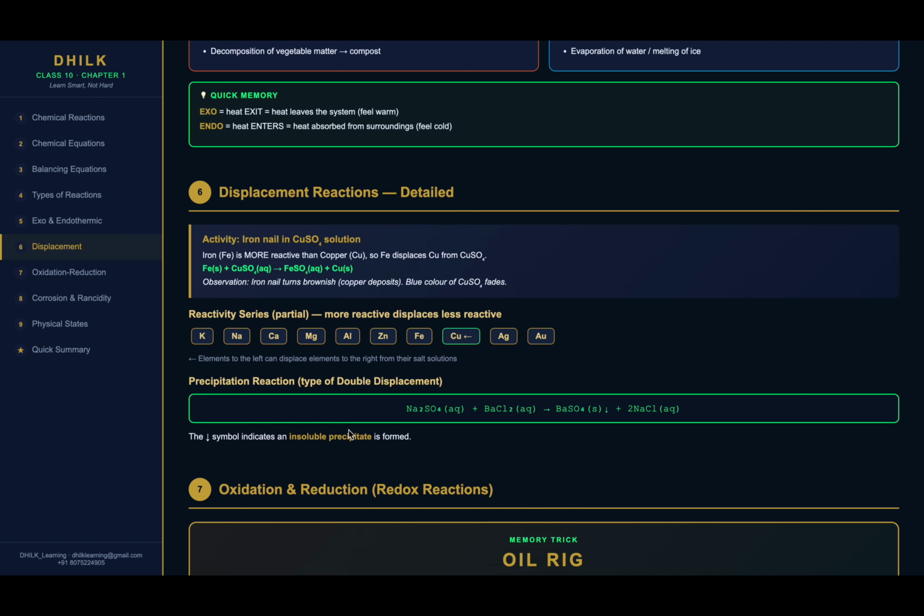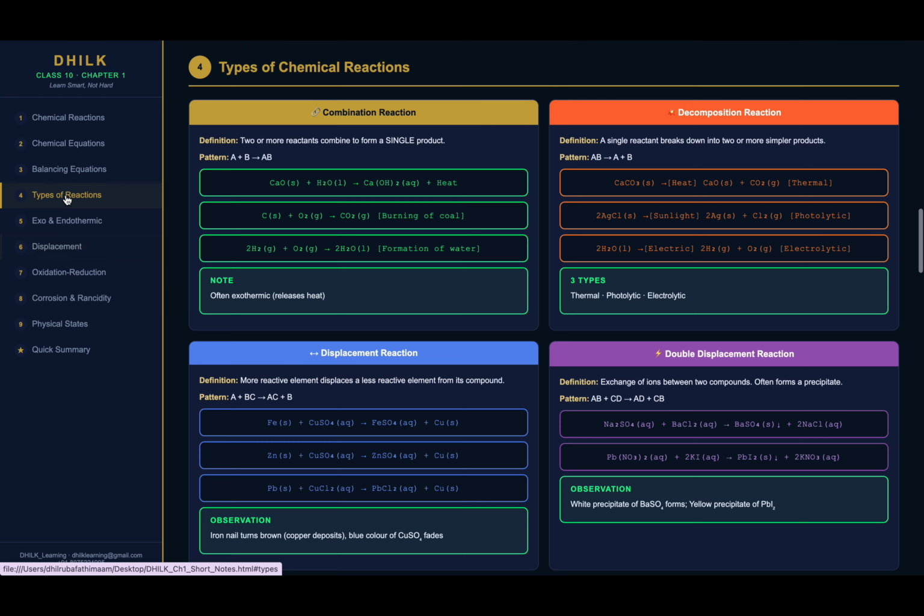For example, sodium sulfate reacts with barium chloride and forms barium sulfate and sodium chloride. Here barium sulfate is the precipitate and it is represented using this downward arrow. So this is about the precipitation reaction. Now we have covered different types of reactions. Which are the different types of reactions?